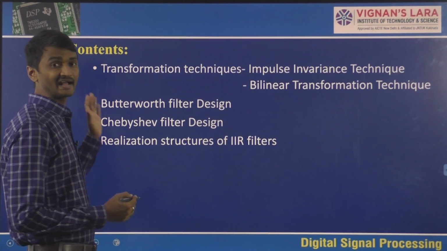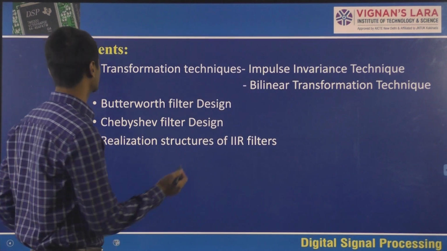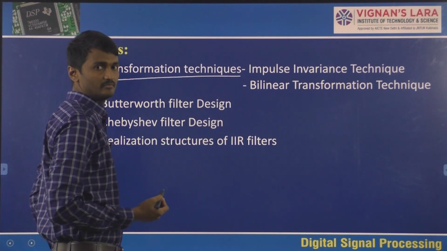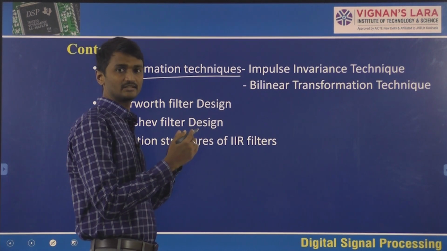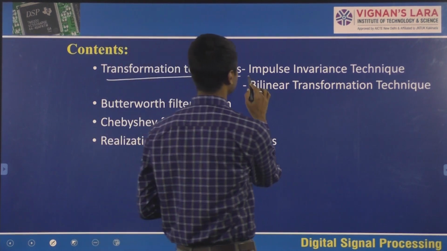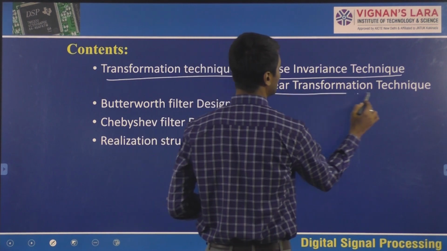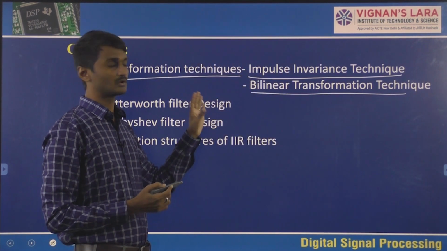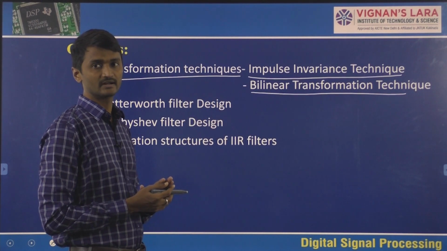So these are the contents of the third unit, starting with transformation techniques. The popular transformation techniques to convert analog filter transfer function into digital filter transfer function are: the first one is impulse invariance technique and another one is bilinear transformation technique. These two are the popular techniques to convert analog filter transfer function into digital filter transfer function.